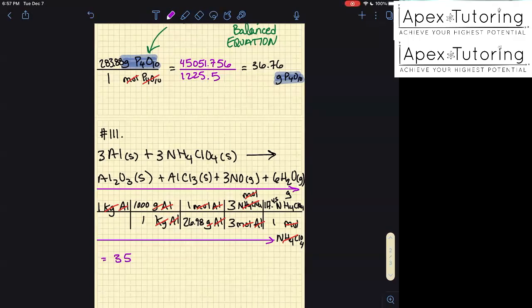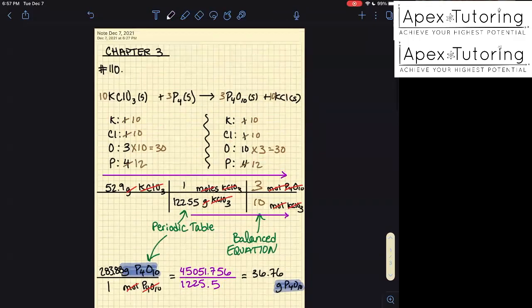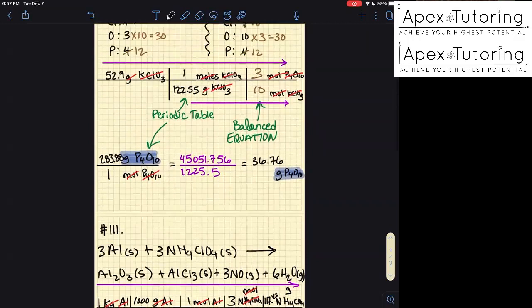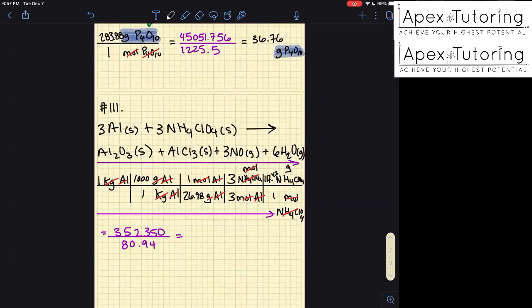Oh, what did I do wrong? Sorry, hold on. I didn't punch in enough zeros, I think. Yeah, so 352,350. Okay, and what do you get on bottom? I got 80.94. Perfect. And so what do you get for your answer? 4,353.2. And what are your units? Grams of NH4ClO4.